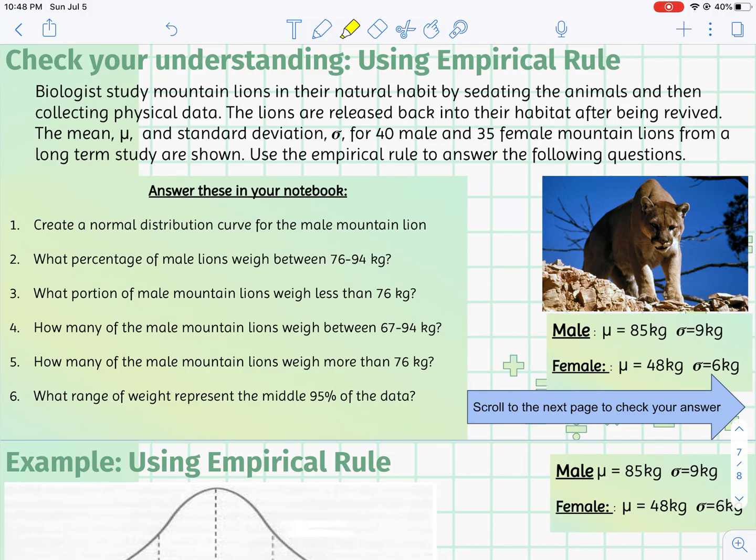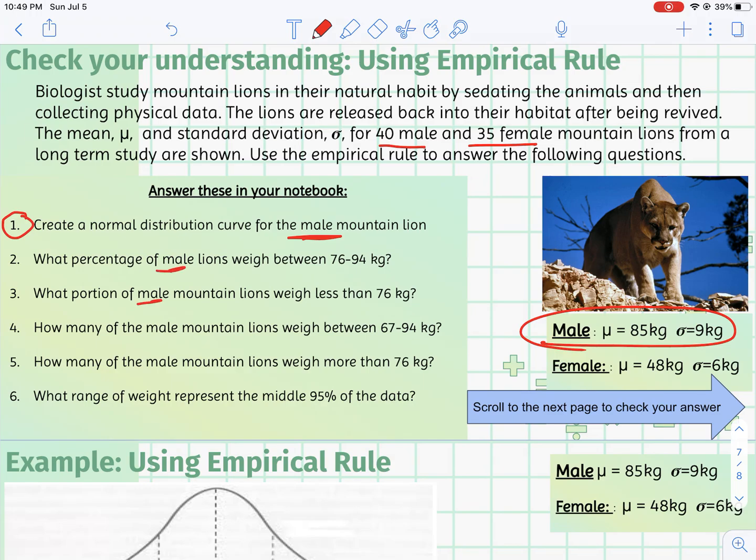Okay, last one here. Let's say a biologist is studying a mountain lion in their natural habitat. They sedate them, and then they collect some data. They release them back into their habitat after being revived. They give us the mean and the standard deviation for 40 male and 35 females for this study. And we're going to use the empirical rule to answer a couple questions.